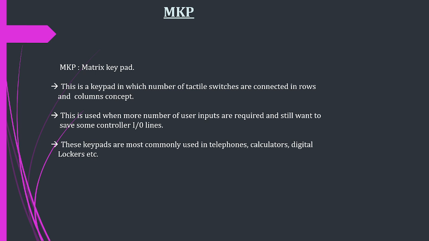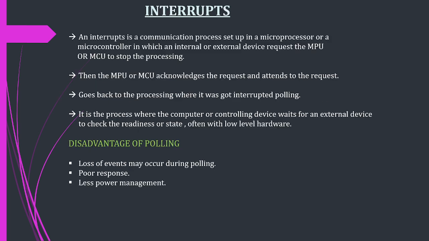Next, go to the matrix keypad display. This is a keypad in which a number of tactile switches are connected in the rows and columns concept. This is used when more user inputs are required and we still want to save some of the controller's input output lines. These keypads are most commonly used in telephones, calculators, digital lockers, and microwave oven systems.